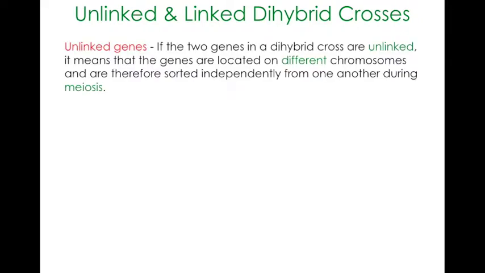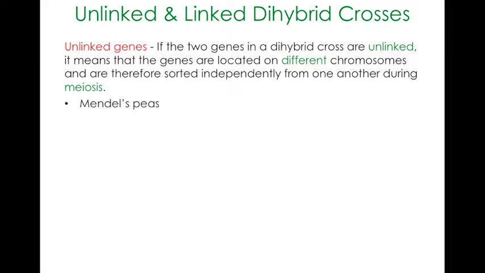Now, dihybrid crosses are a little bit more complex, because in monohybrid crosses you've only got one gene on one particular chromosome. Because you now have two genes, you have to determine whether they are linked or unlinked. Unlinked genes are on two different chromosomes, and therefore, when they're being sorted through the process of meiosis, they end up on different chromosomes and are unrelated to one another.